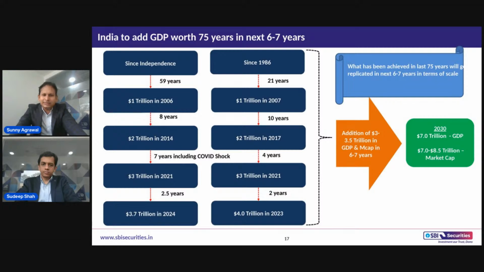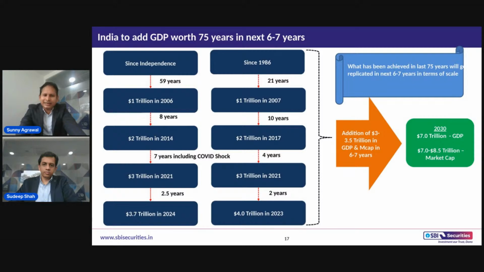If you see this chart, the left hand side shows the GDP size of the Indian economy, and the right hand side of this chart shows the market cap. Since independence, it took 59 years. I am referring to the left hand side bar over here. Since independence, it took us 59 years to reach a $1 trillion economy. That is in 2006.